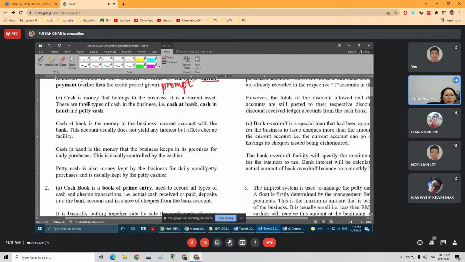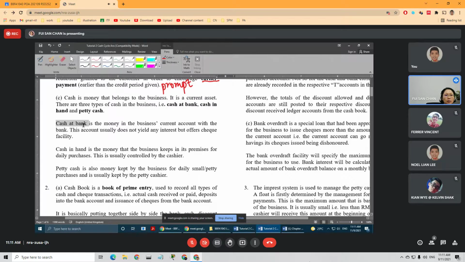Now, cash is money that belongs to the business, isn't it? Correct? So the cash you have, you can deposit into the bank, or keep as cash in hand or petty cash. Now, cash in hand and petty cash are quite similar, right? But petty cash is a smaller amount, like a few ringgit. Okay, cash at bank.